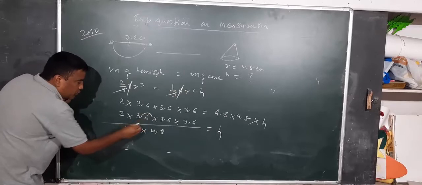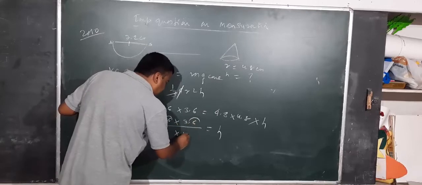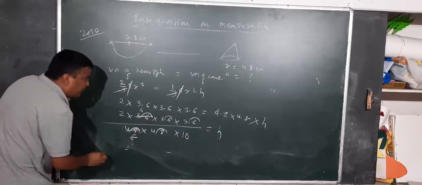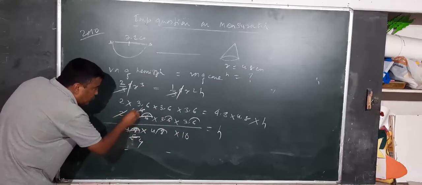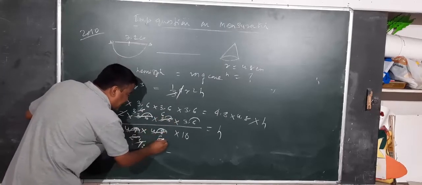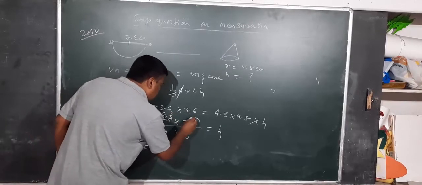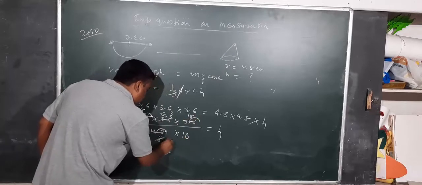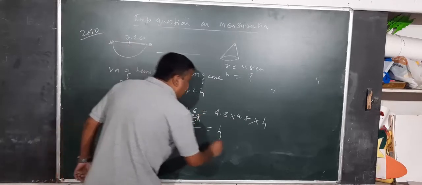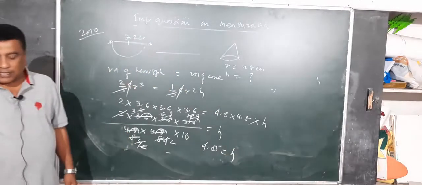Now, this will go, equal, this will go, equal, 3.6, you can write 36 over 10. Now, 6 6s are 36, 6 8s are 48, 2 4s are 8, 2 3s are 6, 2 2s are 4. Again, 2 18s, 2 9s, 2 2s. If you solve it, you will get 4.05 is equal to h, which is the answer.